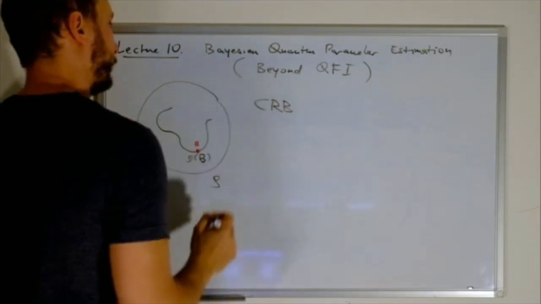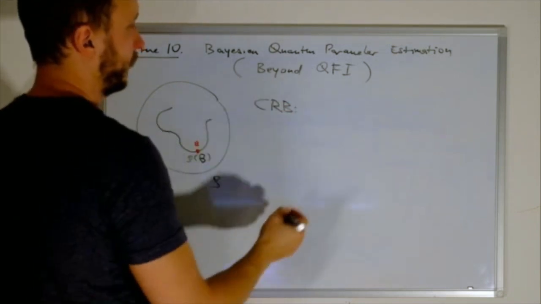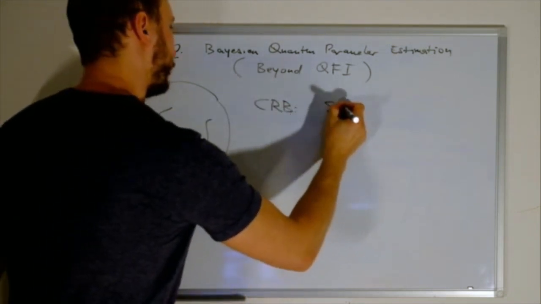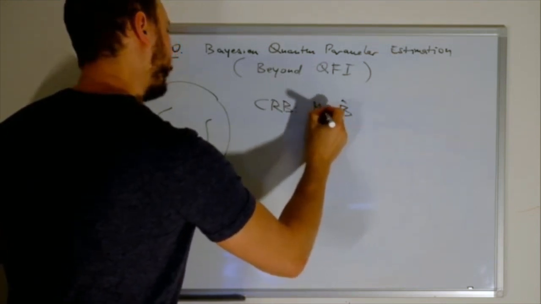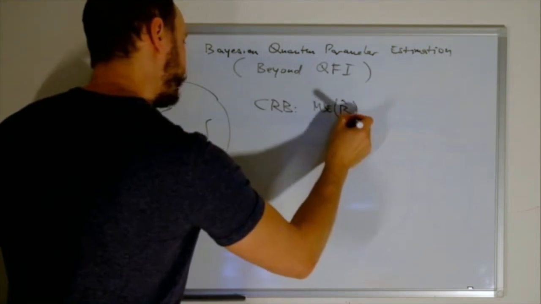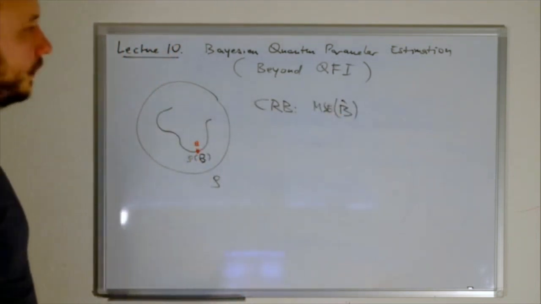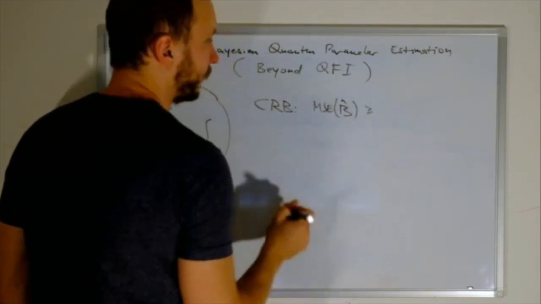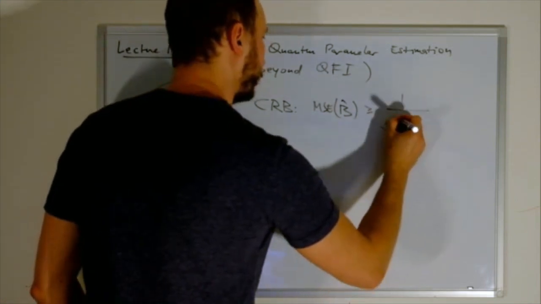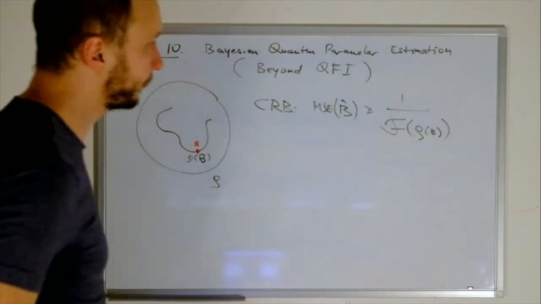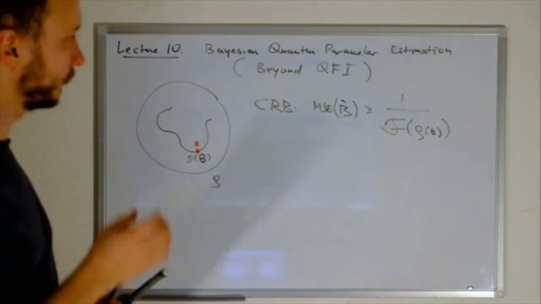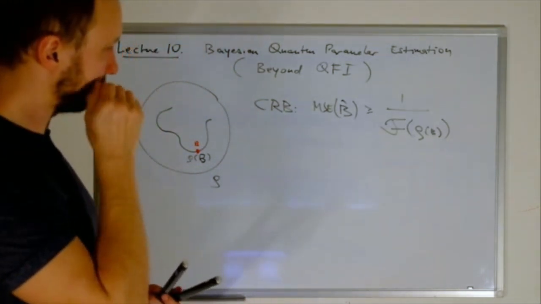Remember, the Cramér-Rao bound tells us that the error on the estimator, delta b, or mean squared error, the average deviation of the estimator from the true value of the field, cannot be smaller than 1 over the Fisher information. For a quantum state, this will be the Fisher information of rho. So what does it mean? Let's think about it.